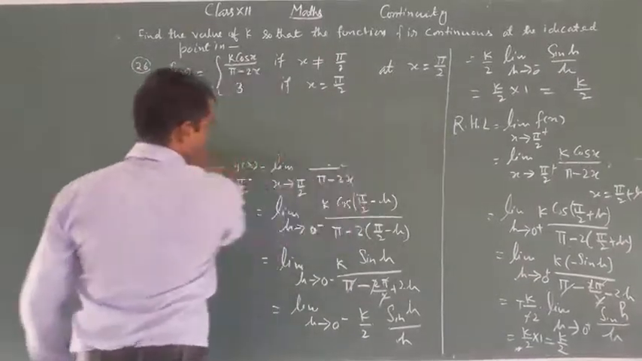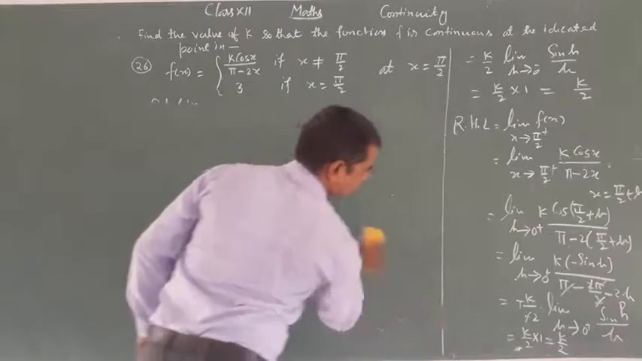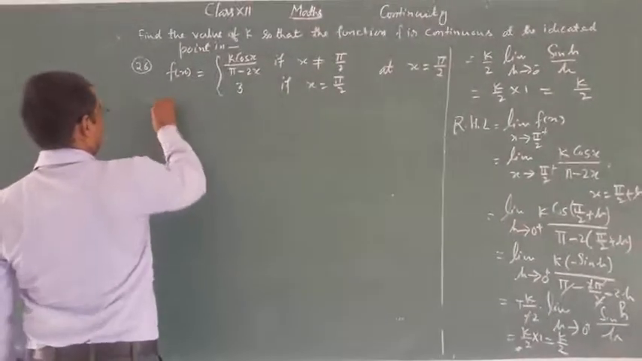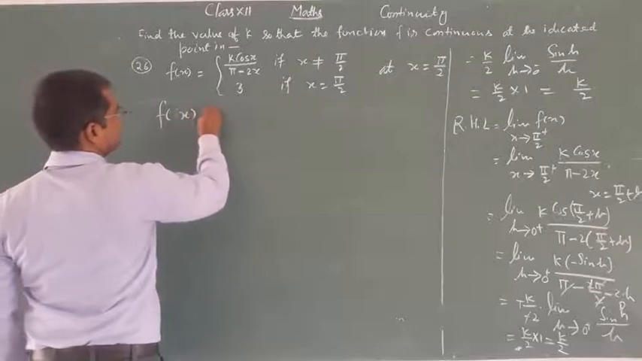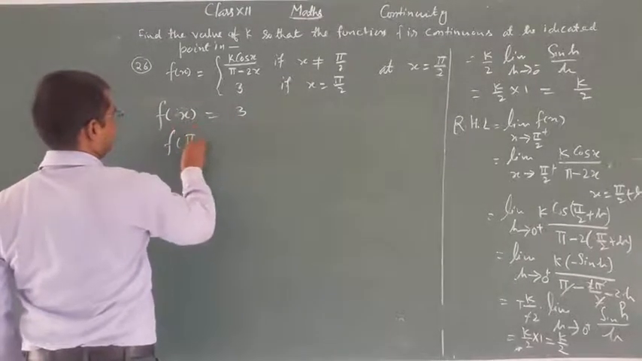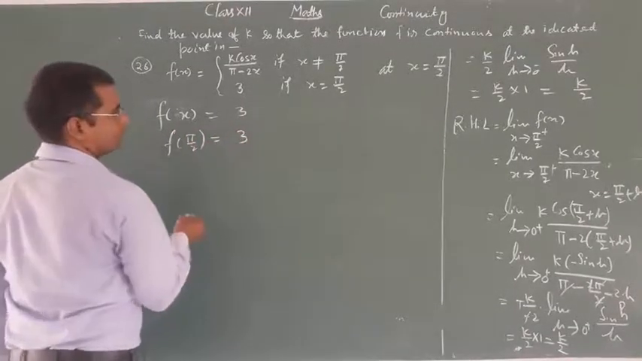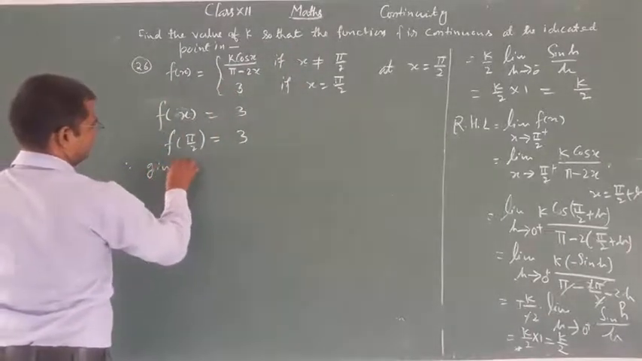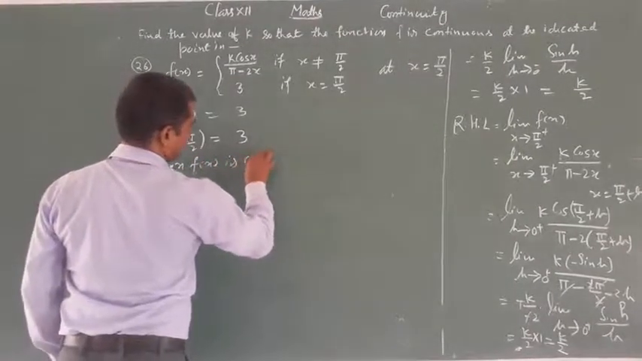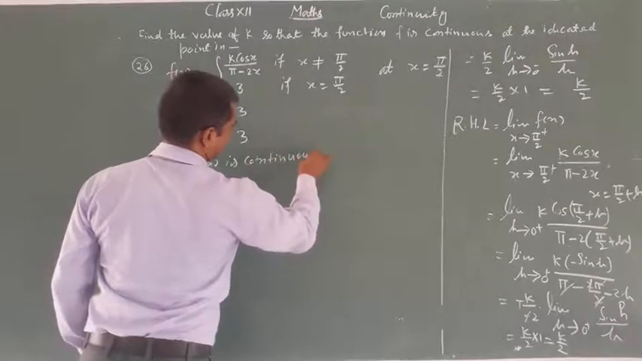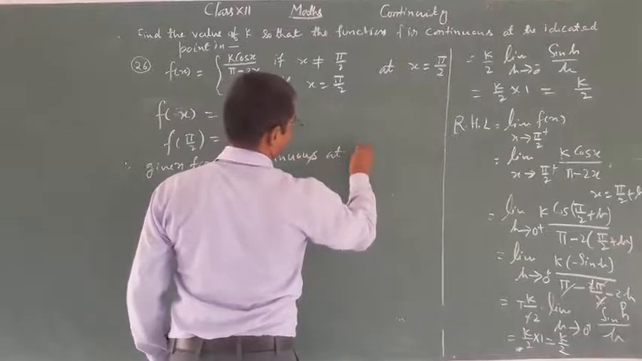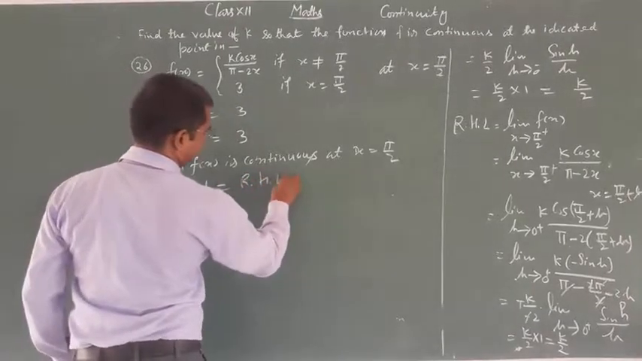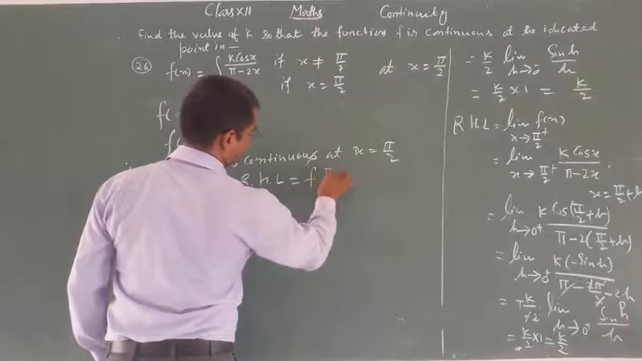And also f(pi by 2) is equal to 3. Given that the function f(x) is continuous at x is equal to pi by 2, so left hand limit is equal to right hand limit is equal to f(pi by 2).